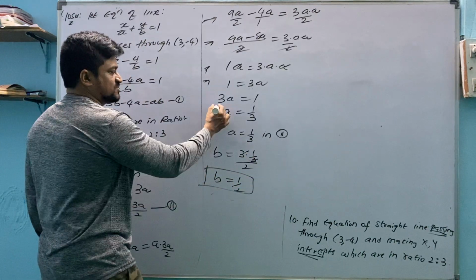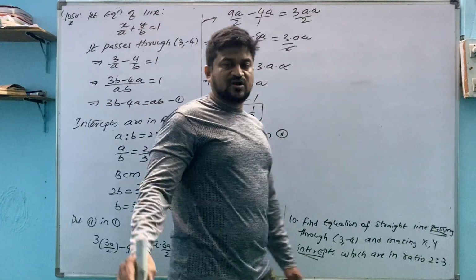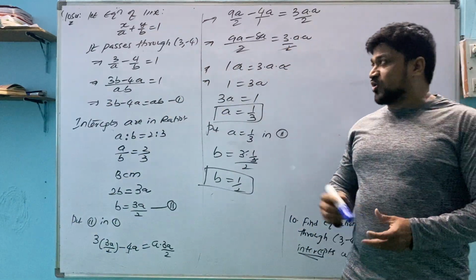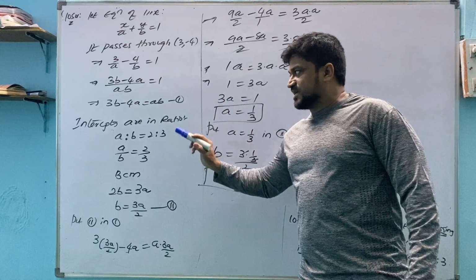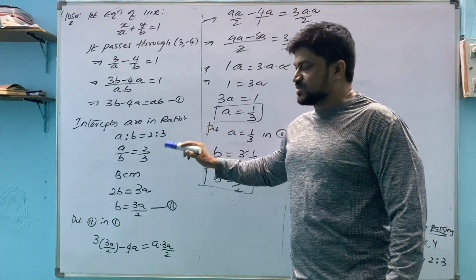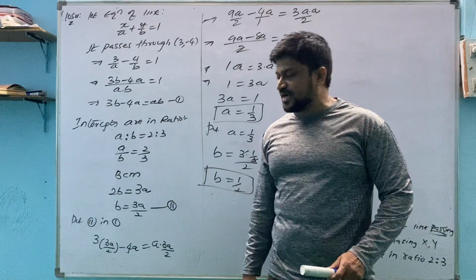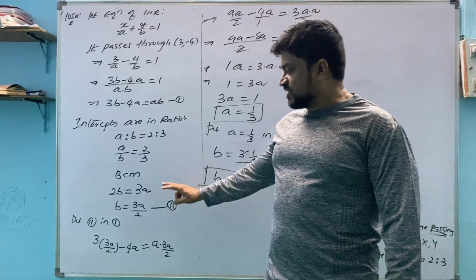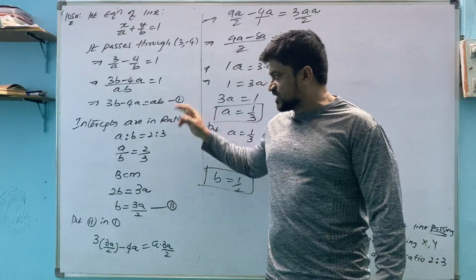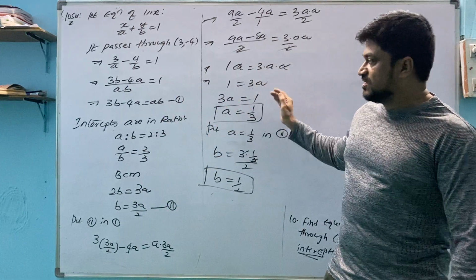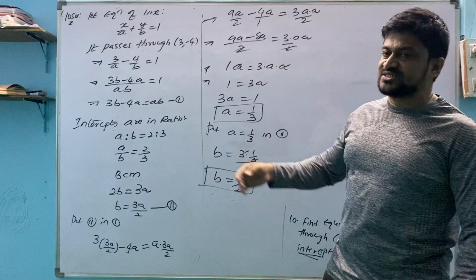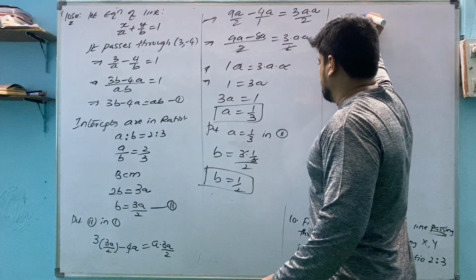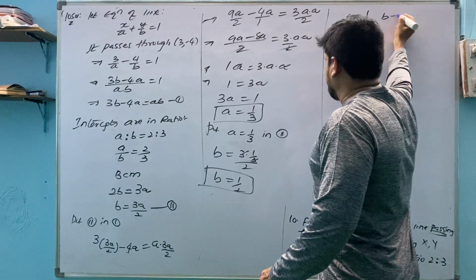We have two terms now, A and B. See what we did. Equation of line is, it passes through the point, we have substituted, simplified. Intercepts are in ratio A is to B is 2 is to 3, A by B is 2 by 3, cross multiplied. 2B is equal to 3A, B is equal to 3A by 2. Now we have the second equation and first substitute second in one, you will get the value of A. Once you got the value of A, substitute in the second equation. Now we have A value and B value.